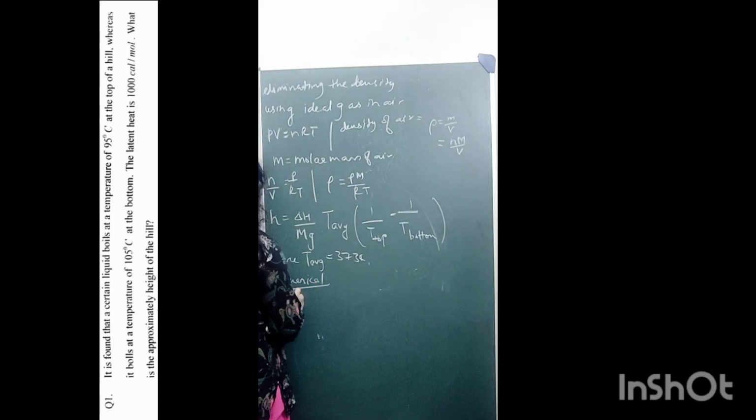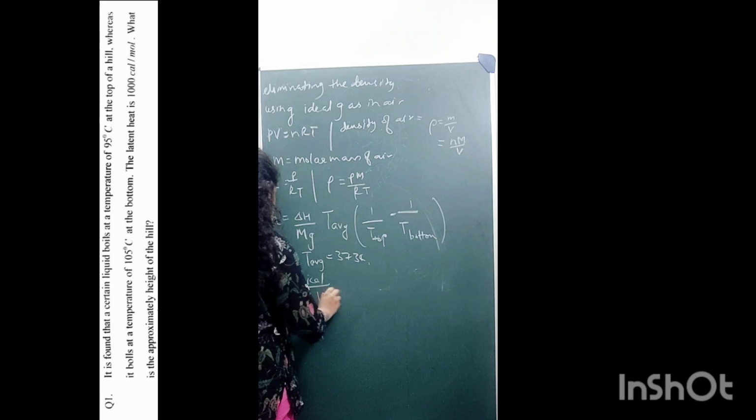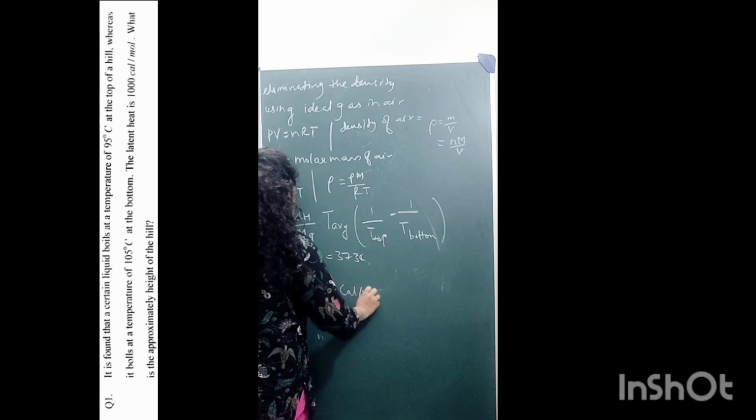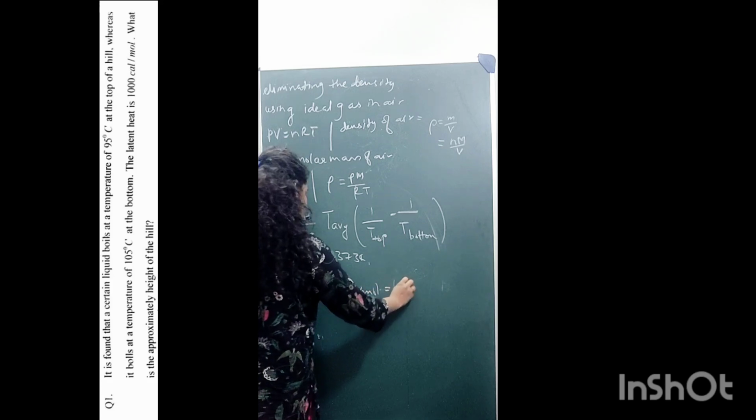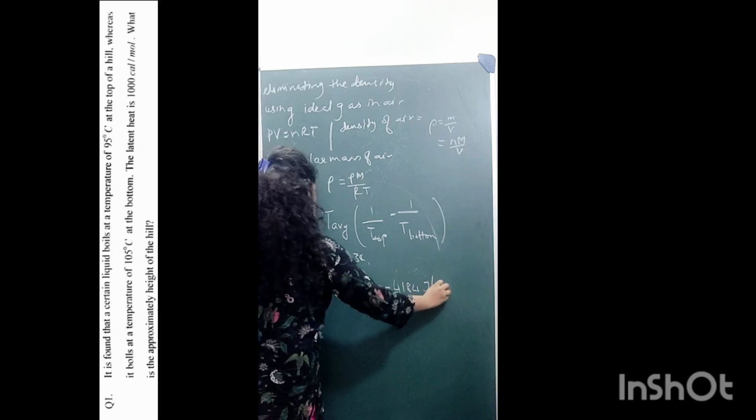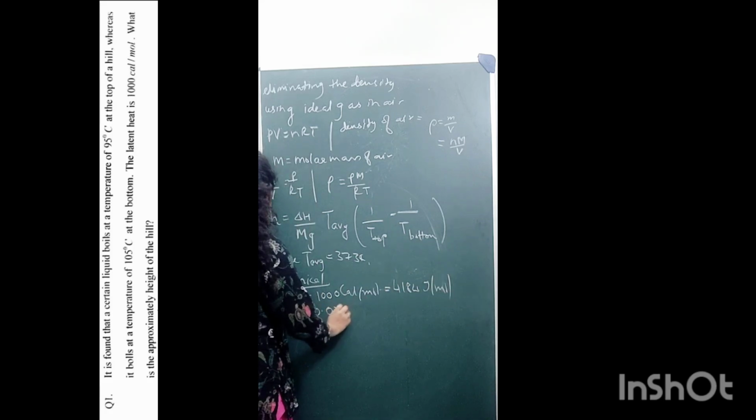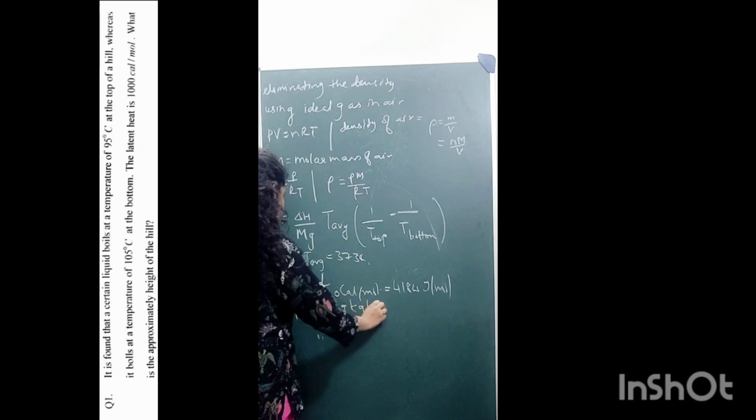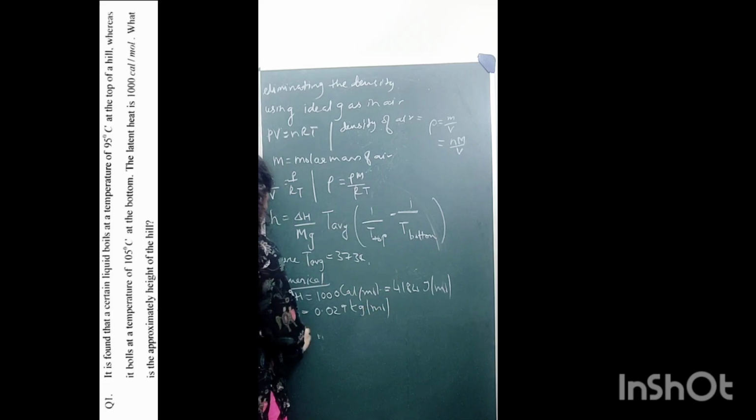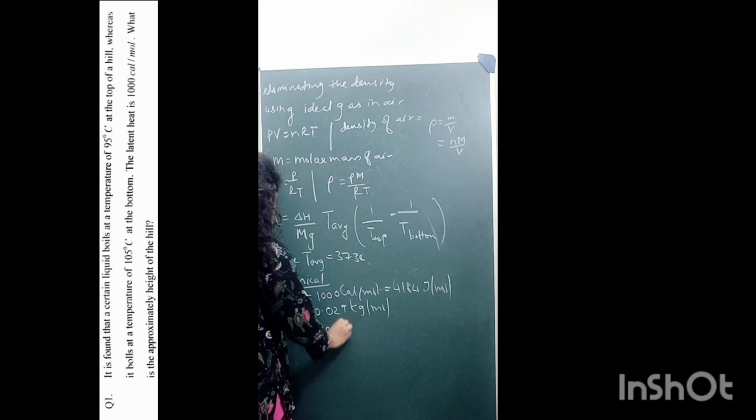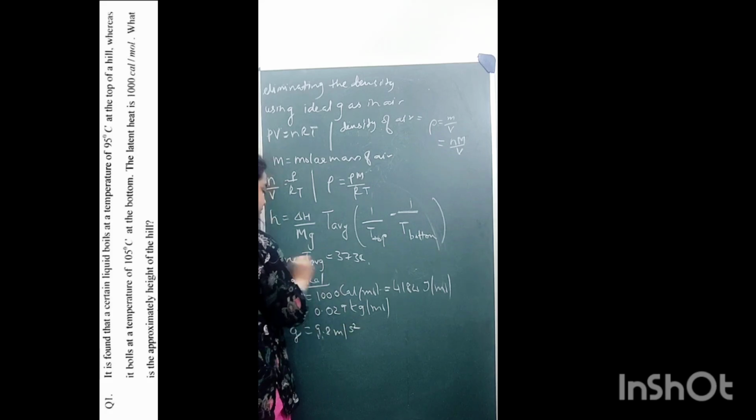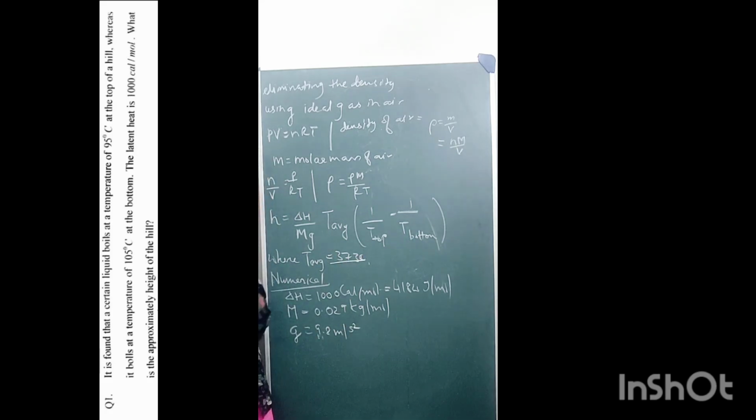Now see the numerical calculation. Given quantities: delta H is equal to 1000 calorie per mole, or I can use 4184 joules per mole, right? Your M value is equal to 0.029 kg per mole, right? G value is your 9.8 meter per second square, right? And T average is your 373 Kelvin. So I will use everything and then I will put this in the value.